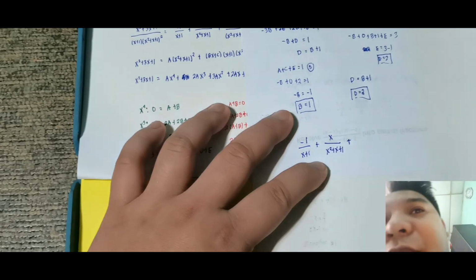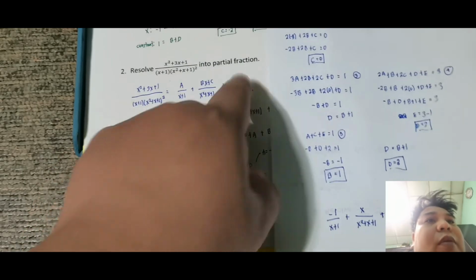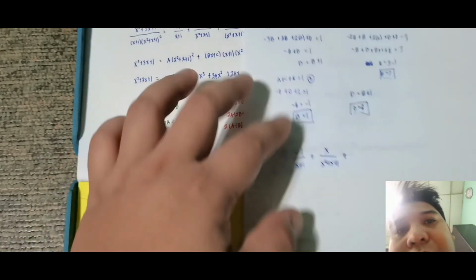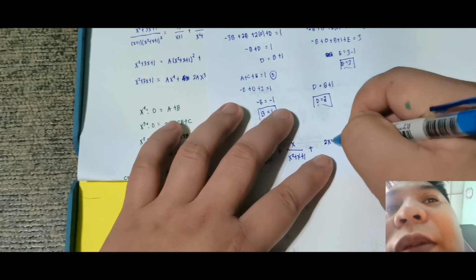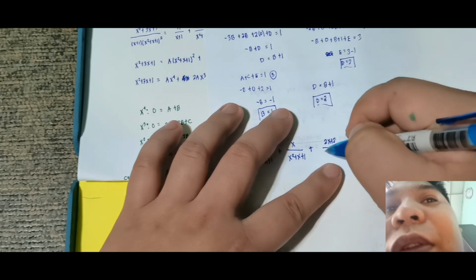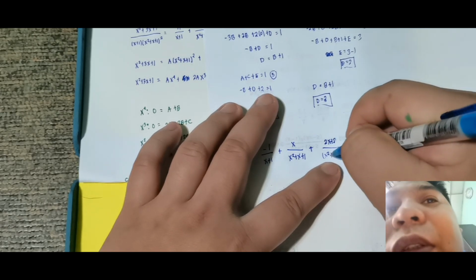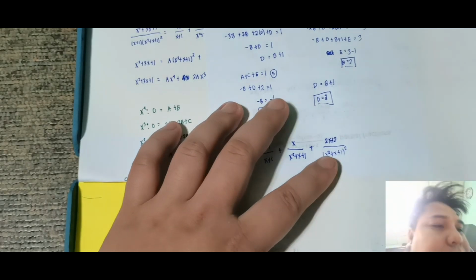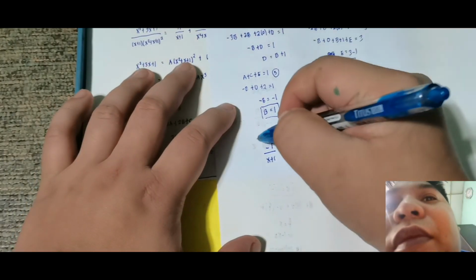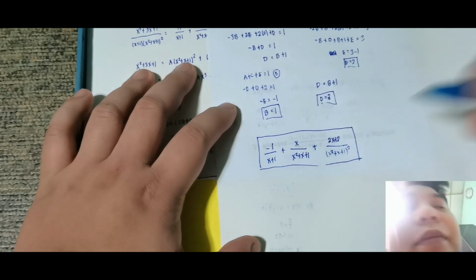Then, plus we have E na 2. That's D na 2. So, that is Dx plus E. So, we have 2x plus 2 over x squared plus x plus 1 raised to 2. Okay, so therefore, ayun yung kanyang sagot. So, therefore, ito yung kanyang decomposed partial fraction.